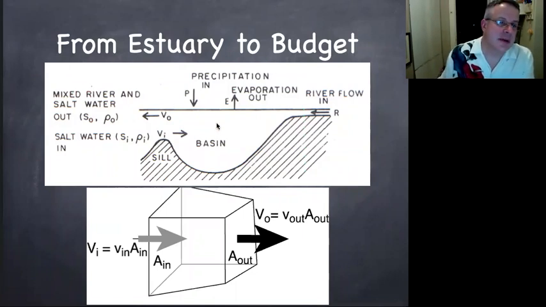So we thought a little bit about how estuaries work. We thought a little bit about how numerical grid cells work. We're noting volume flows in and out. We're noting salt flows in and out. We're noting temperature flows in and out.